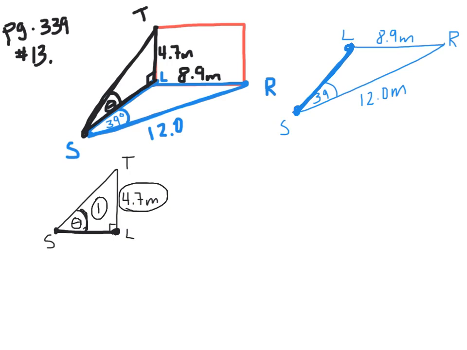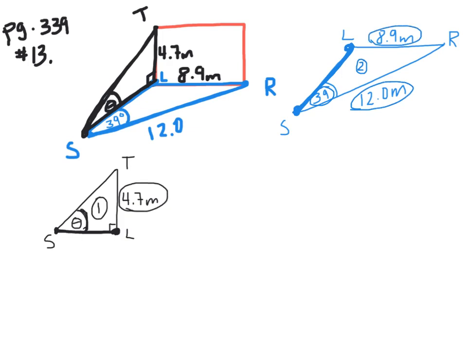Before we figure out that angle of elevation, we're going to have to figure out that length from S to L using the blue triangle. So how are we going to do that? Let's look at triangle number 2 and let's see what we're given. In this second triangle, we are given that this is 39 degrees. We're given that this is 12 meters. We're given this is 8.9 meters.